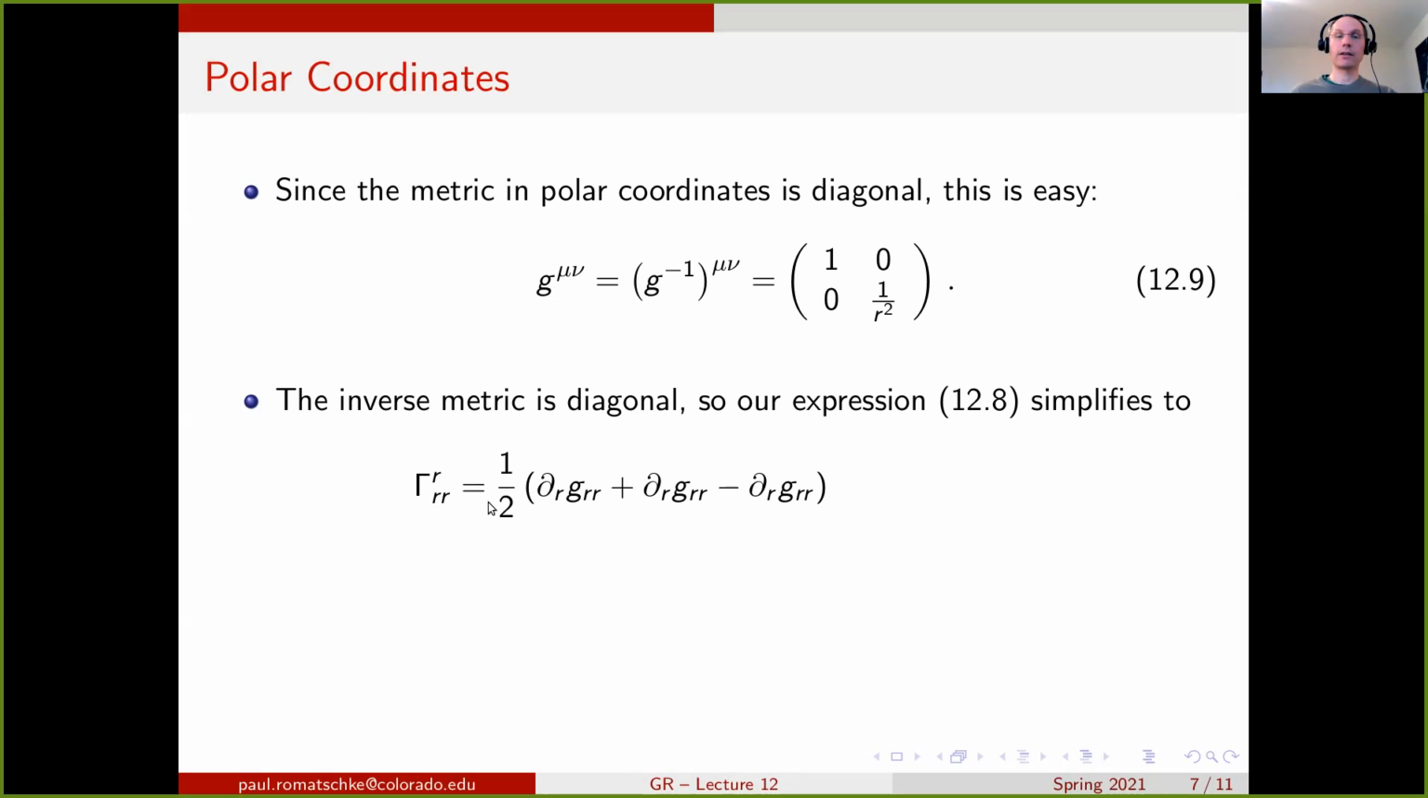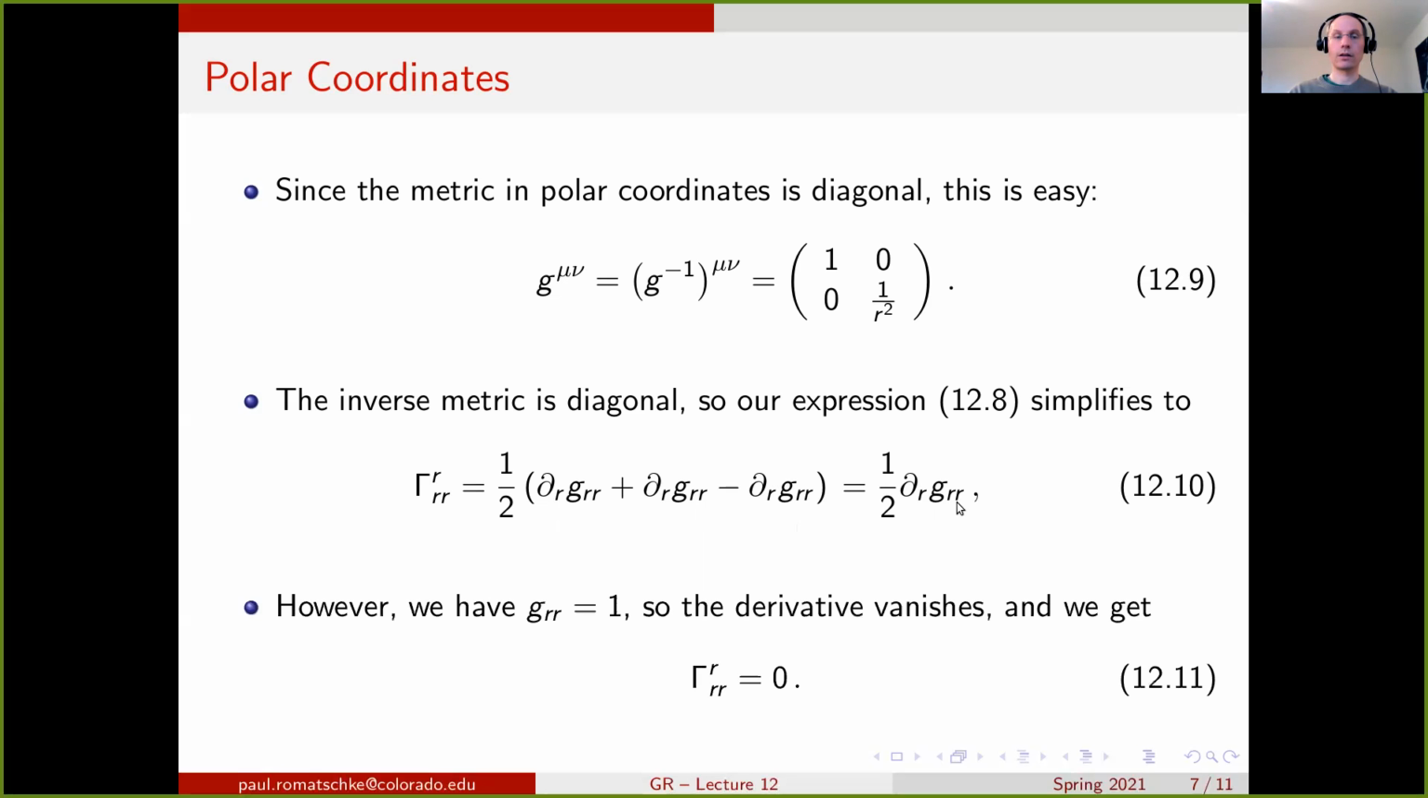That means that only some of the entries in gamma RRR survive. I've written them down here using the fact that the metric here is diagonal. We get 3 times the same expression, twice with a positive sign, once with a negative sign. So that means we get 1/2 derivative of GRR here. Now we know that the element GRR for the metric in polar coordinates is just 1. So the derivative of 1 is 0. So that means that gamma RRR is just 0.